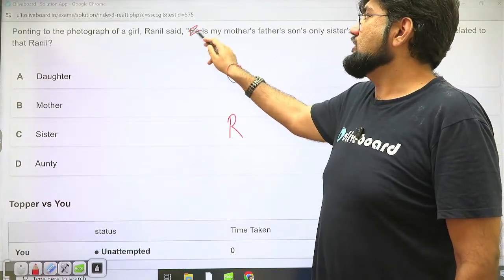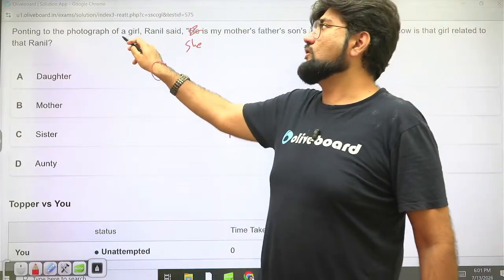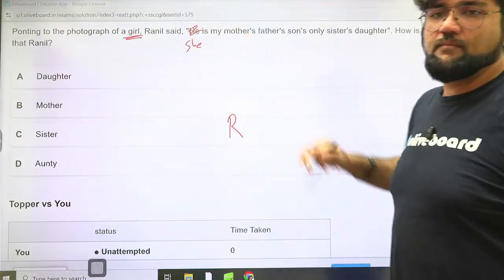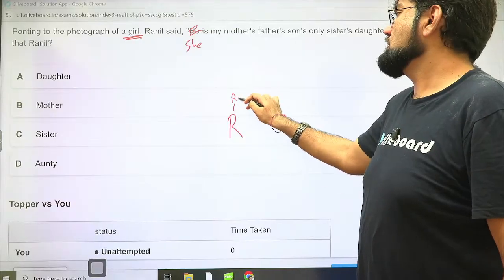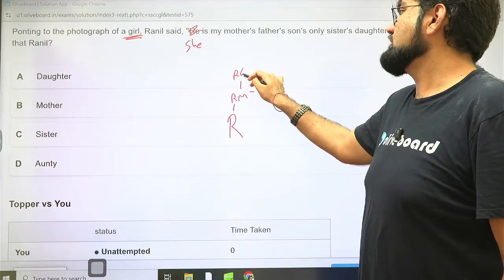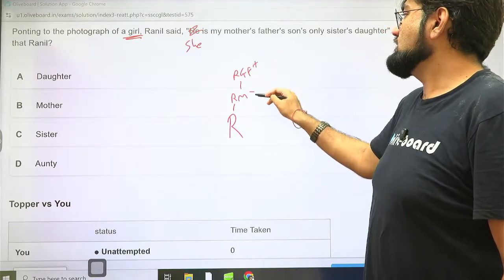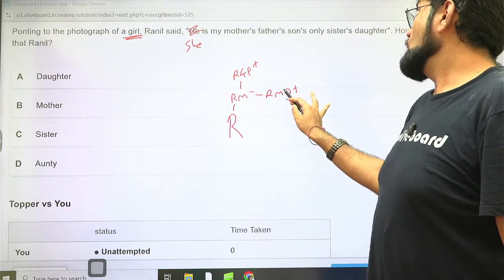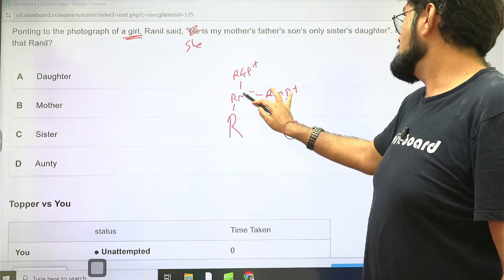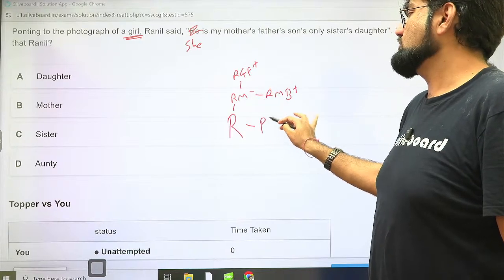This should not be he, it should be she here. If it's a girl which is being pointed at, it can't be a he, okay? So she is my mother's, so Ranil's mother's, father's, Ranil's grandfather, maternal grandfather, son, that is Ranil's maternal uncle, Ranil's mother's brother, only sister, again Ranil's mother, daughter. Who is that? The photograph girl.